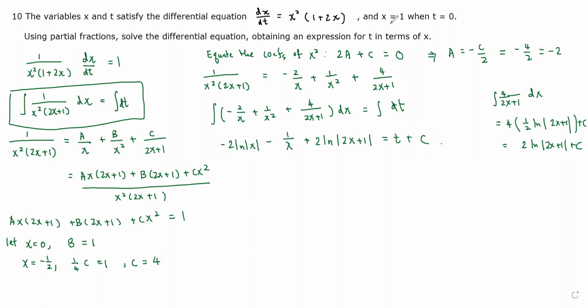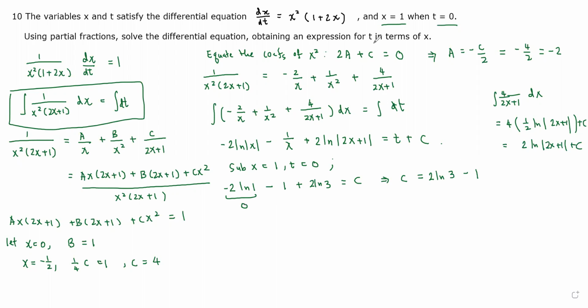We need to find the constant of integration using these two values. So we substitute x equals 1 and t equals 0. Upon substitution, you have negative 2 log 1 minus 1 plus 2 log 3. That is c. That will give us the constant of integration. 2 log 1 is just 0. So we have 2 log 3 minus 1.